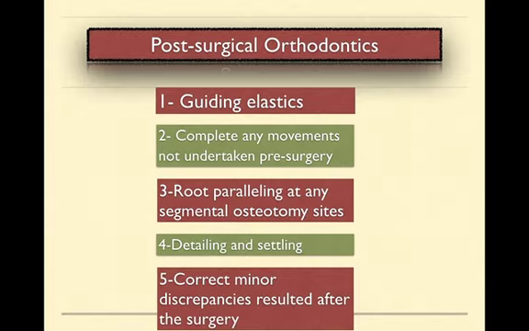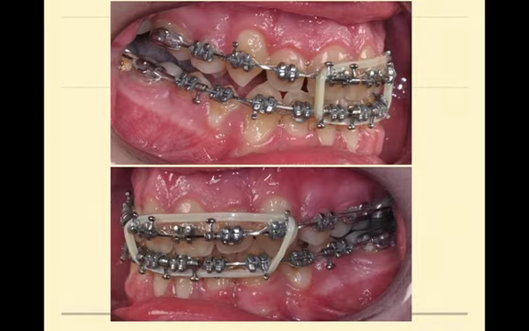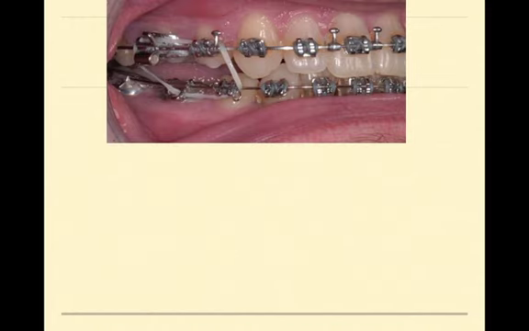Then we can do what we call detailing and settling of the occlusion. So here the patient has gone for orthognathic surgery. As you can see, there's a huge amount of posterior open bite or lateral open bite. So simply we ask the patient to wear settling elastics, and this is going to bring the teeth together into occlusion, as you can see here.